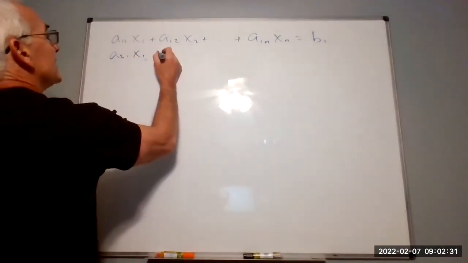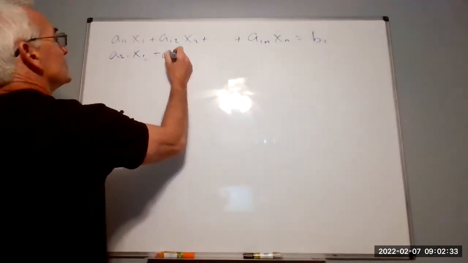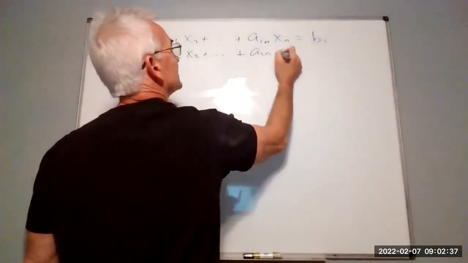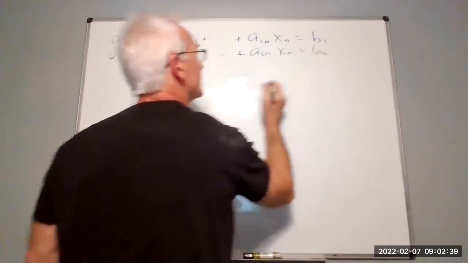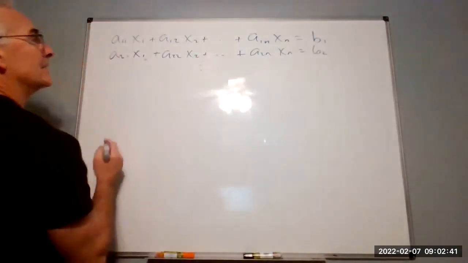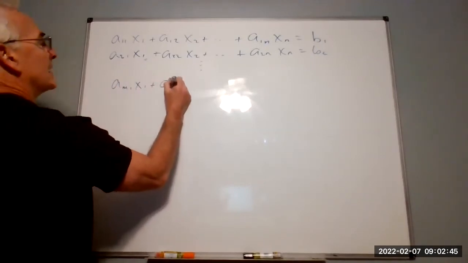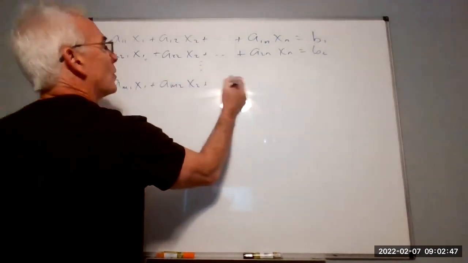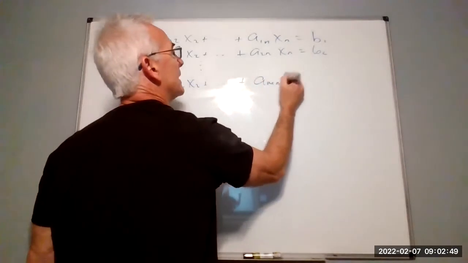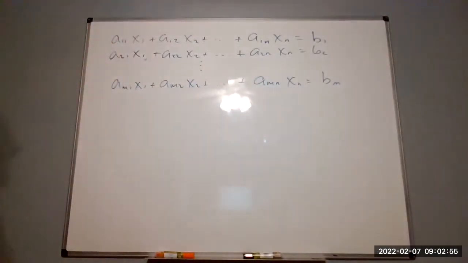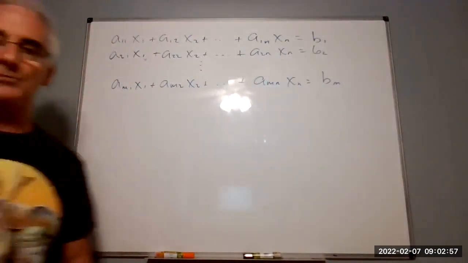A21x1 plus A22x2, A2nxn equals B2. Now you see where this is going, hopefully. And now I have AM1x1 plus AM2x2 all the way to AMnxn equals Bm. I right now have M equations, I have N unknowns.